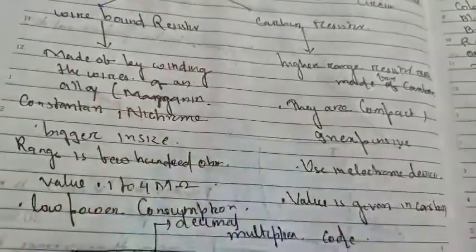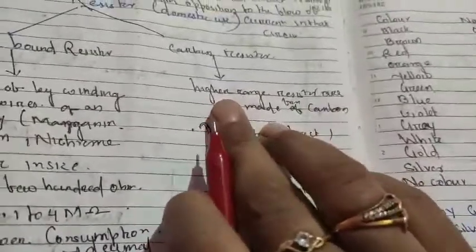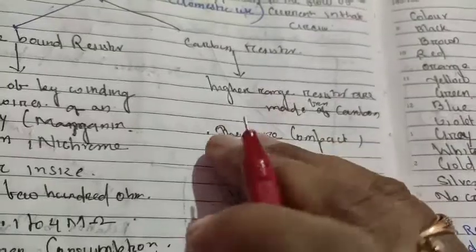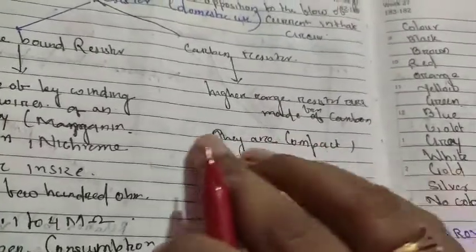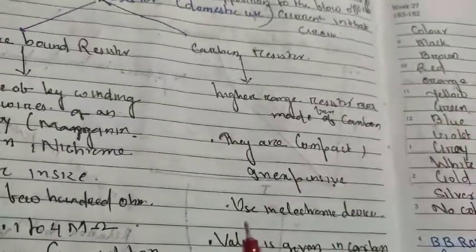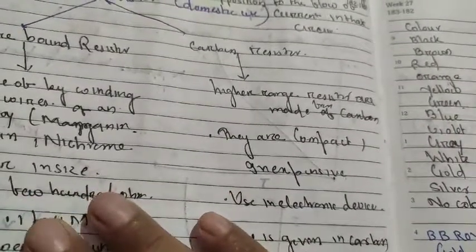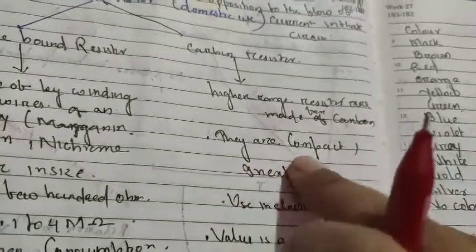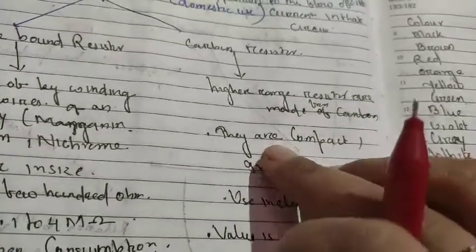a wire wound resistor. But if you move to the carbon resistor, student, it is a high range resistor, which means the resistor value is very high. They are compact, whereas the wire wound type is long and large in size, but these are very short in size. Wire wound resistors are very costly, student, but carbon resistors are inexpensive, meaning very cheap in cost.